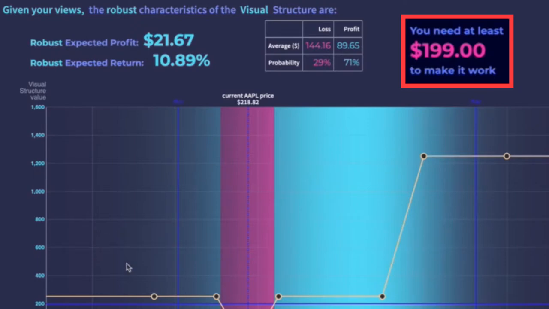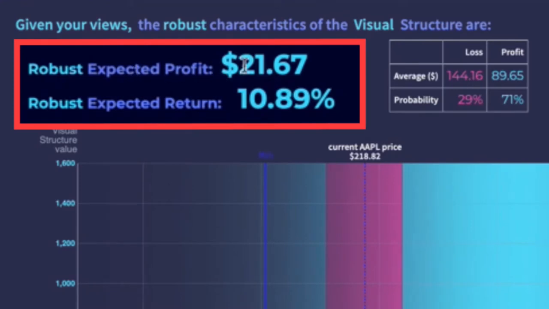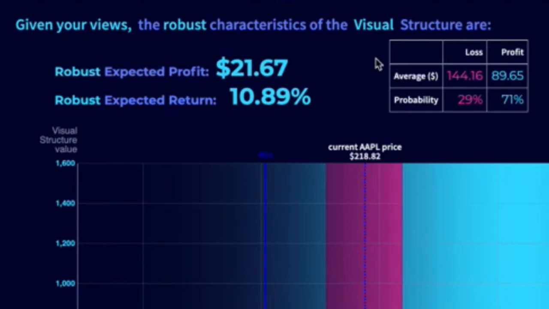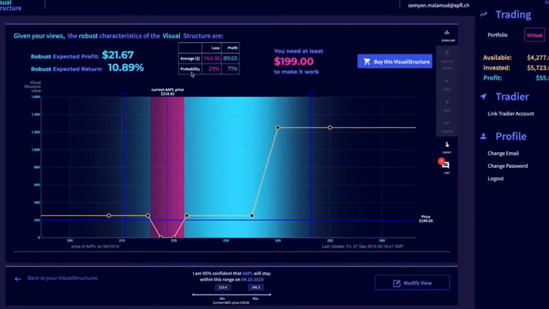You can judge it by looking at its robust performance characteristics reported here. So, the expected return is about 11%. The expected profit is $21. You can also see more detailed information here. In particular, the profit probability is a very important characteristic. As you can see, it is about 71%.